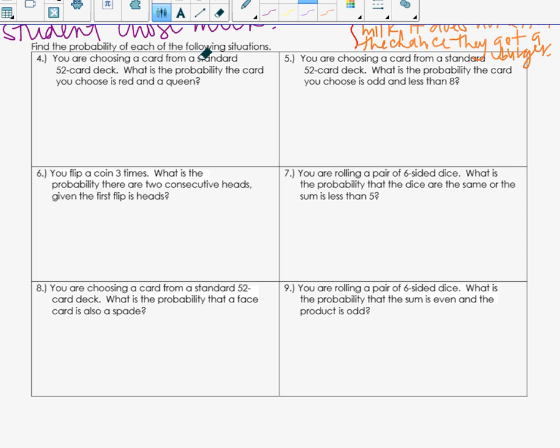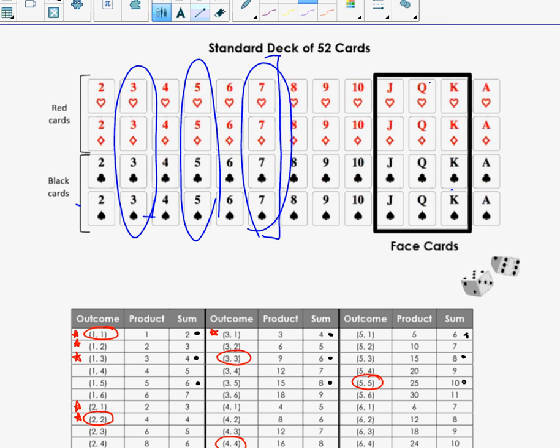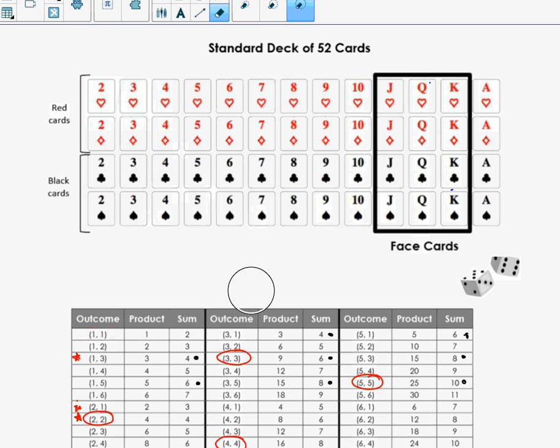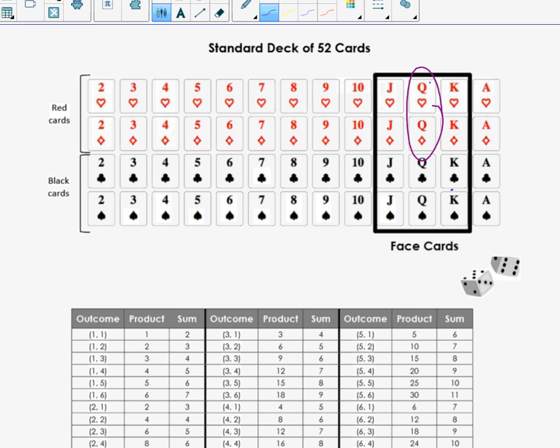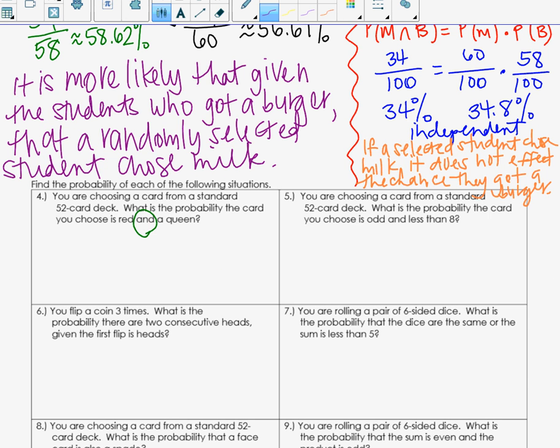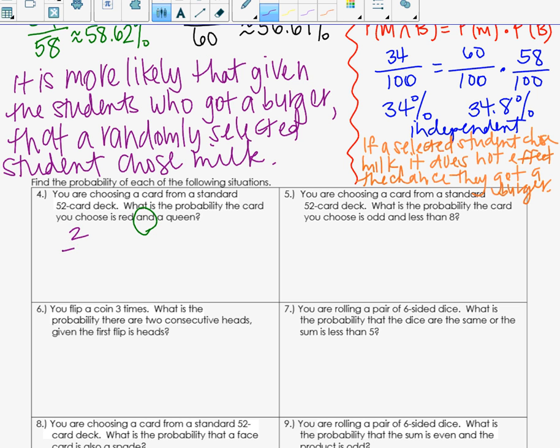So this says you're choosing a card from a standard 52 card deck. What is the probability the card you choose is red and a queen? Okay, so we want the cards that are red and queens. Okay, so I want both things happening at the same time. So if both things are happening at the same time, there are only 2 cards in the deck that are red queens. They're those 2 right here. So that means your probability of getting a card that is red and a queen is 2 out of 52 or 1 out of 26.